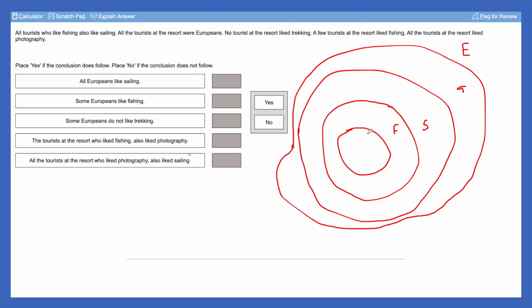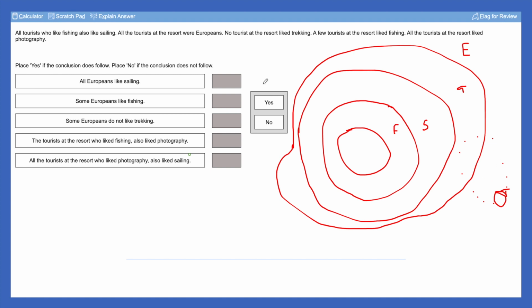A few tourists at the resort like fishing, we've got that. No tourists at the resort like trekking. So let's draw trekking here. The thing is, it could be here, and it could also be here, because we don't know if some Europeans also like trekking. So there may have been Europeans who weren't at the resort who liked trekking. So it could be here, or it could be here. So let's just draw it sort of there.